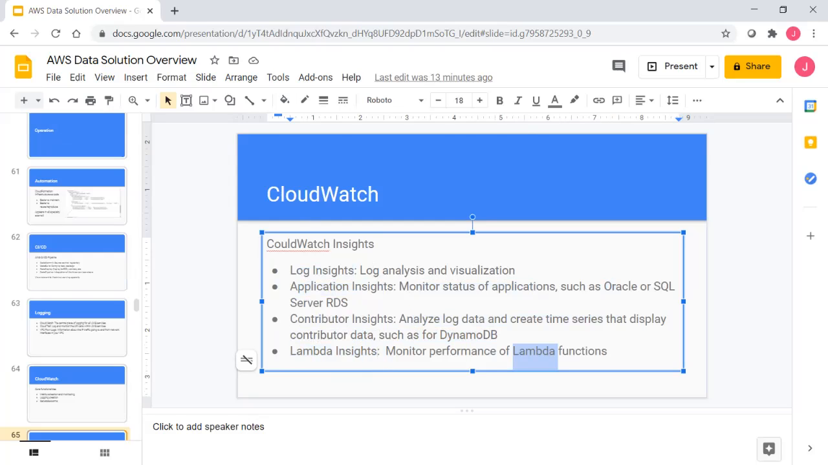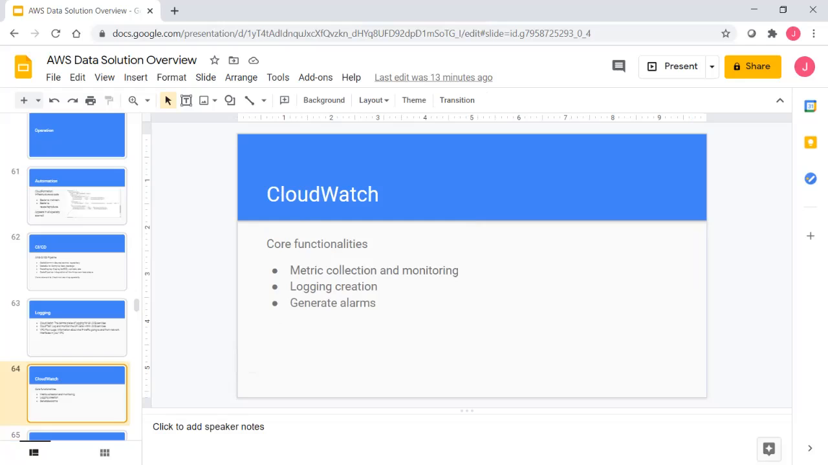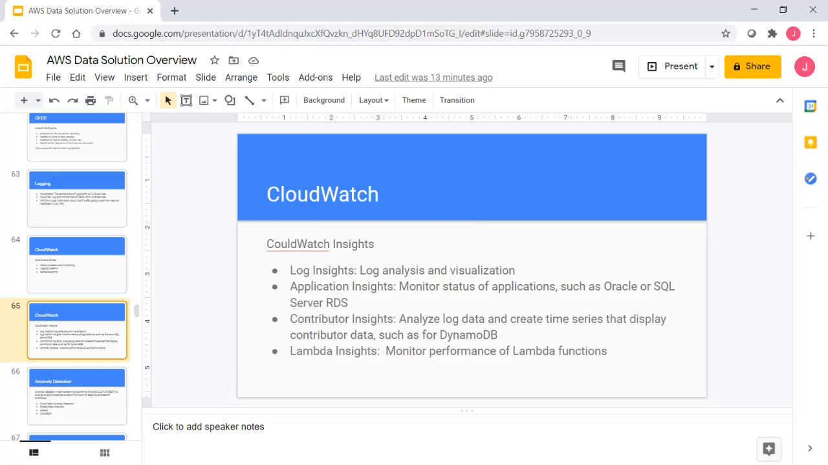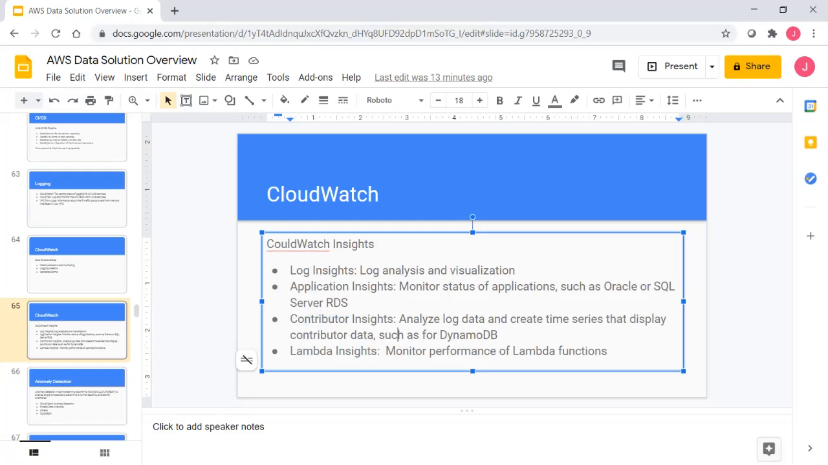So these insights are like plugins built on top of the metrics and the logs, which are the core functionality of CloudWatch. And they will provide you with further power, especially in the analysis part and the visualization part. Like if you want to see the performance of DynamoDB, you can use Contributor Insights.